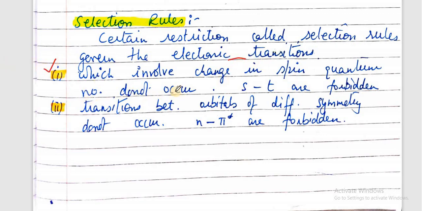First, the transitions which involve a change in spin quantum number are forbidden. For example, if we talk about singlet to triplet, there will be a change in spin quantum number, so these are forbidden transitions. Second, the transitions in which orbitals of different symmetry are involved are also forbidden. So transitions between orbitals of different symmetry do not occur.